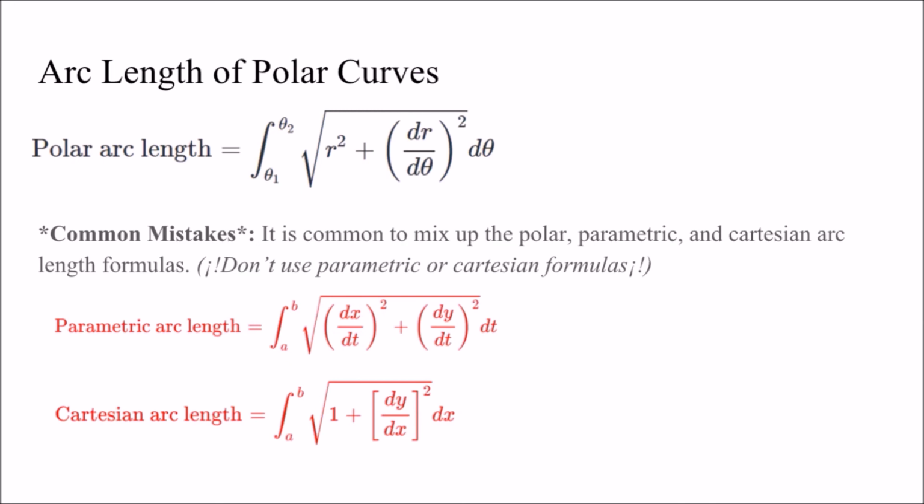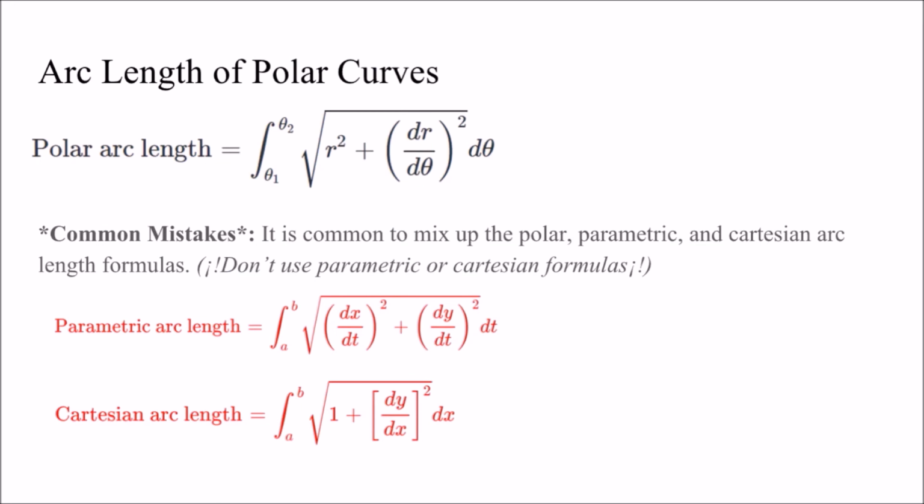If one were to accidentally mix up the formulas, it would not make sense to use, for example, a polar equation in a parametric arc length formula. That is why it is important not to mix up the polar, parametric, and Cartesian arc length formulas.